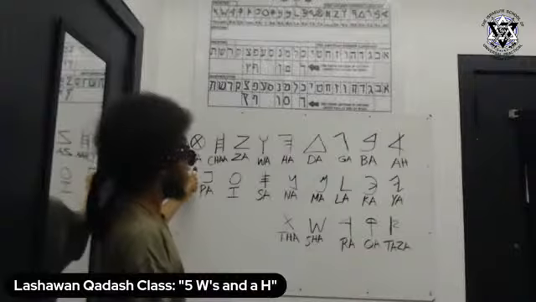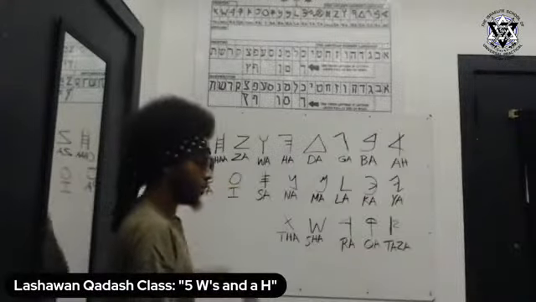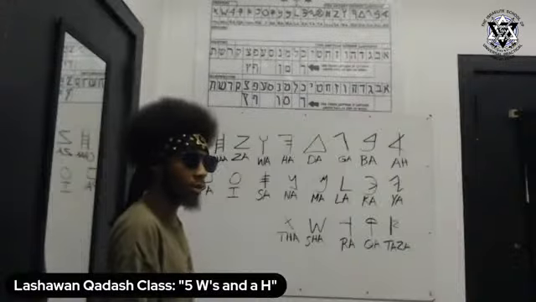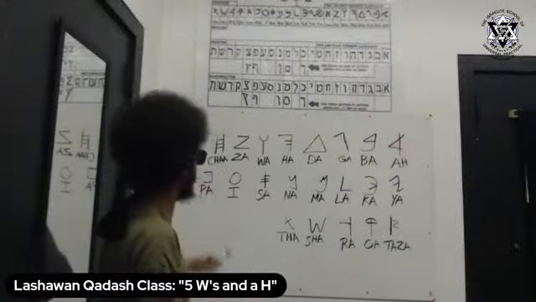Ta, za. So just say Ta, za. Say it fast. Ta, za. There you go. So what is this?